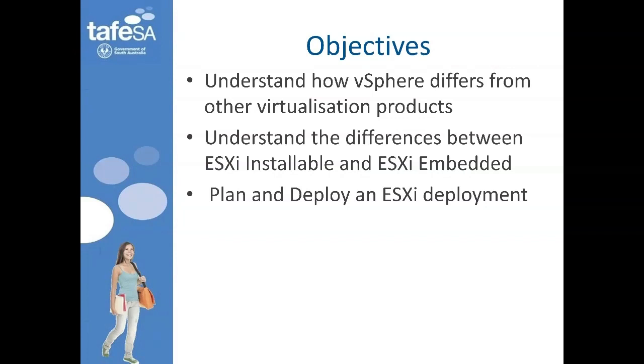And we will have a look at planning and deploying an ESXi deployment. So like I said before, VMware Workstation is a hosted hypervisor. So what does that mean? We have hardware, we have a Windows 10, then we install VMware Workstation, then we create virtual machines. You see that the VMware Workstation sits between the operating system and the VMs. Okay, that means it's hosted because it's got a host operating system.